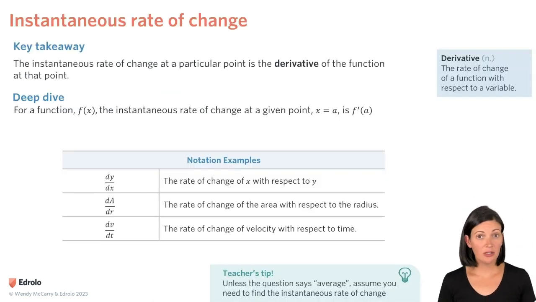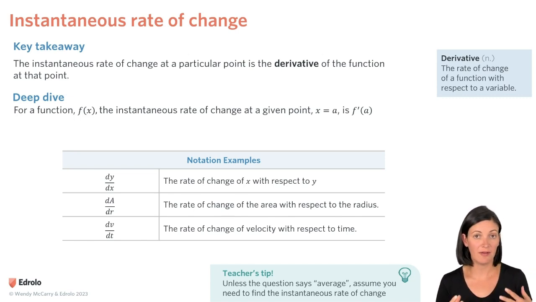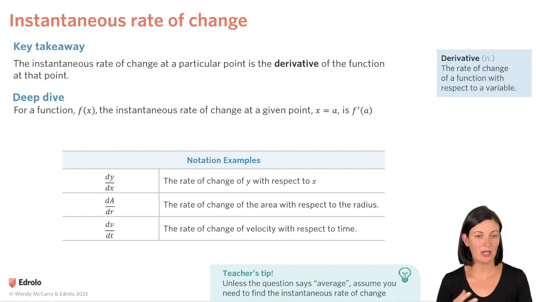Now we're going to look at instantaneous rate of change. The instantaneous rate of change is the rate of change at one particular point in time or one particular point along the function. And the instantaneous rate of change is just the gradient of the tangent line at that point. So we can use what we've already learned about gradients and the gradient function and use calculus to calculate the instantaneous rate of change at any point. For a function, f of x, the instantaneous rate of change at x equals a is just the derivative of f at a.